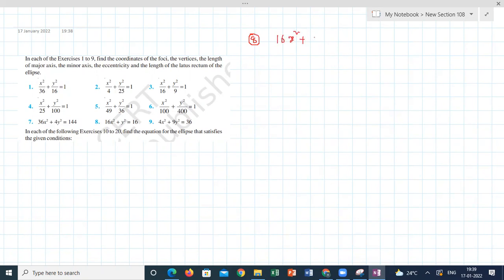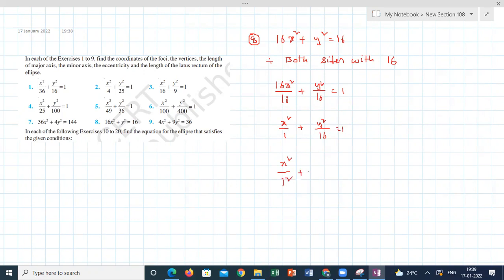16x² + y² = 16. Divide both sides by 16. So 16x²/16 + y²/16 = 1. So x²/1 + y²/16 = 1, which can be written as x²/1² + y²/4² = 1.